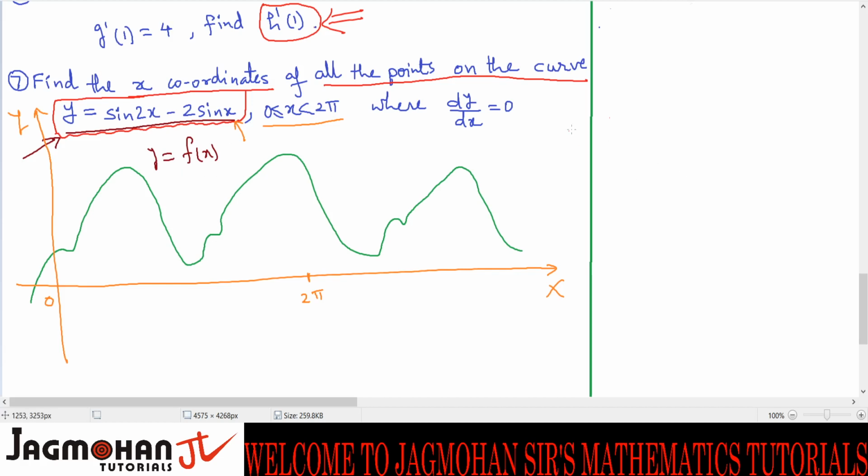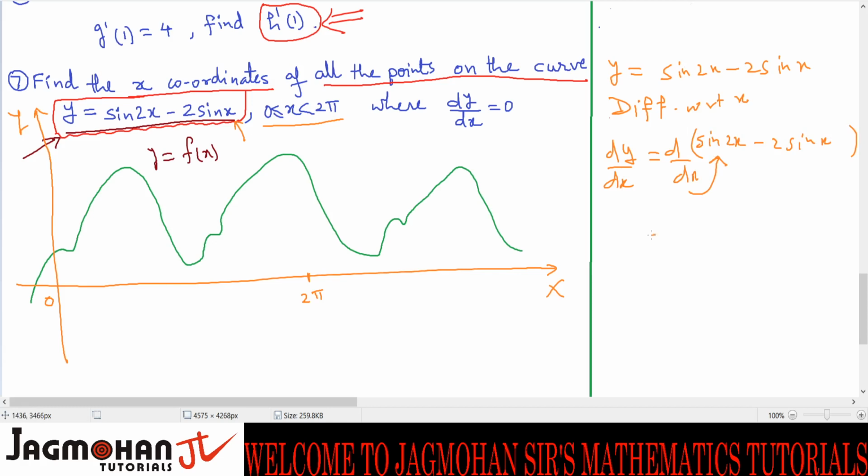So what I will do is, I am given y equals to sine 2x minus 2 sine x. I will first find dy by dx. So I write, differentiating with respect to x. When I do that, I get d by dx of y equals to d by dx of sine 2x minus 2 sine x. Then d by dx of sine 2x is cos 2x into the derivative of 2x, which is 2, minus 2 cos x. This is my dy by dx.